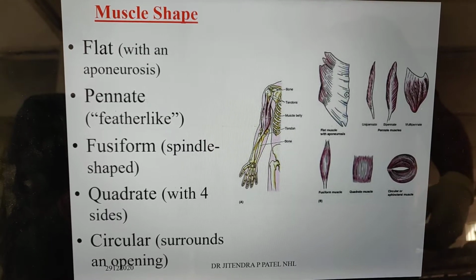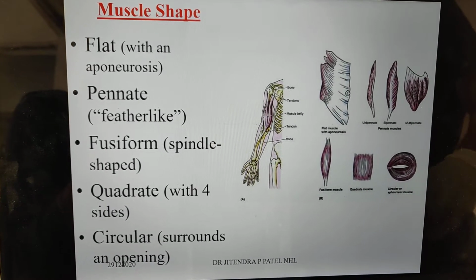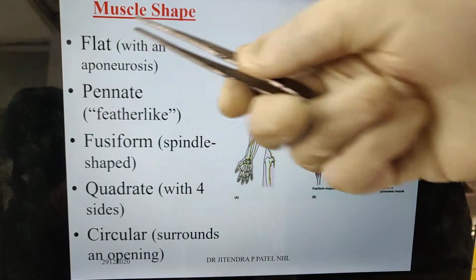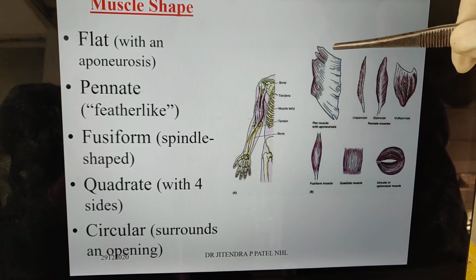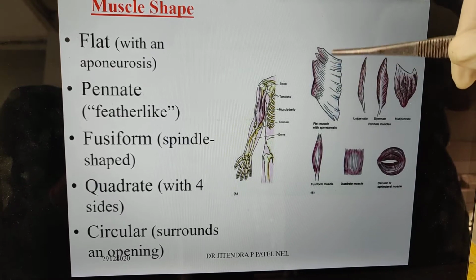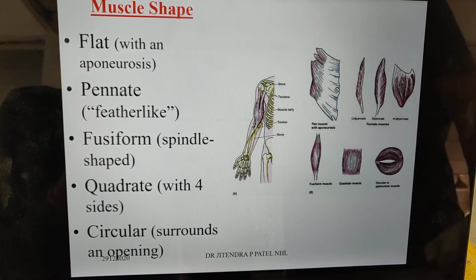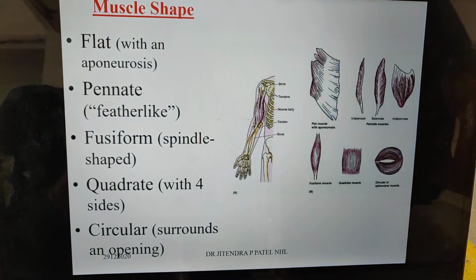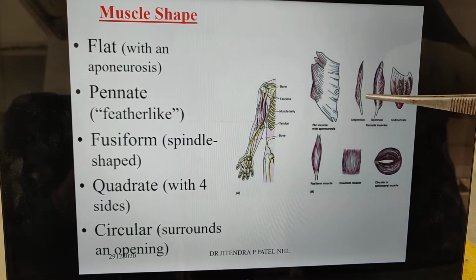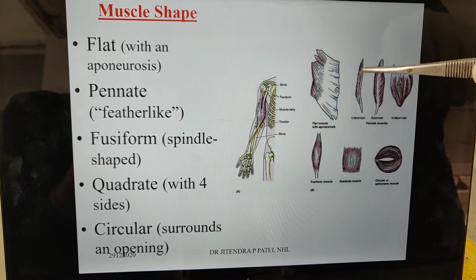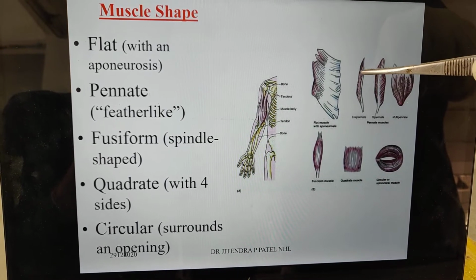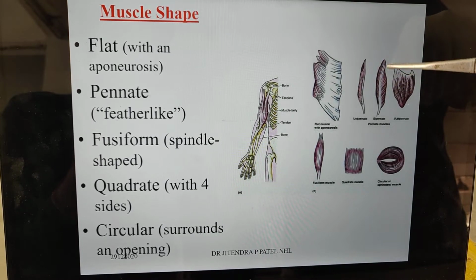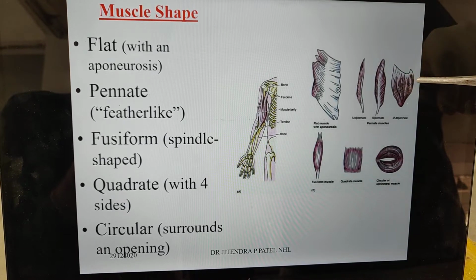Inside the body, muscles have different shapes. Flat muscles are, for example, the abdominal muscles: external oblique, internal oblique and transverse abdominis. They end in an aponeurosis. Pinnate means feather-like. Here you can see feather-like muscles: this is unipinnate, this is bipinnate, and this is multipinnate.